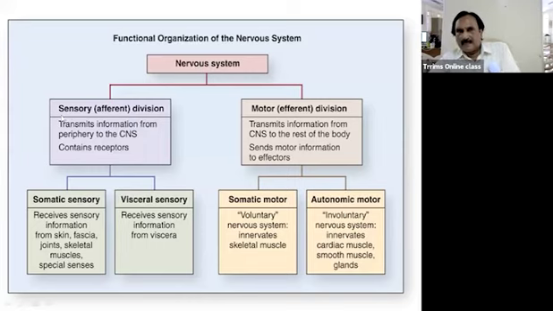To remember, whenever the term afferent nervous system is discussed, that means it is the sensory nervous system which terminates into the brain and the spinal cord. Efferent nervous system originates from the brain and the spinal cord and transmits the information from the central nervous system to the rest of the body. So from there it is outflow. This is an inflow, and this is the outflow coming from the motor division. That is, it transmits information from the central nervous system to the rest of the body.